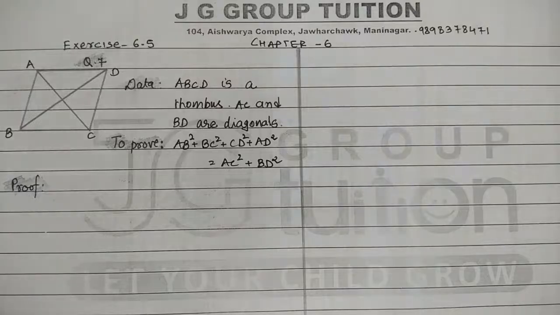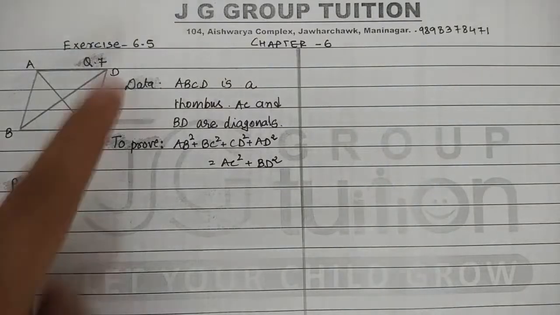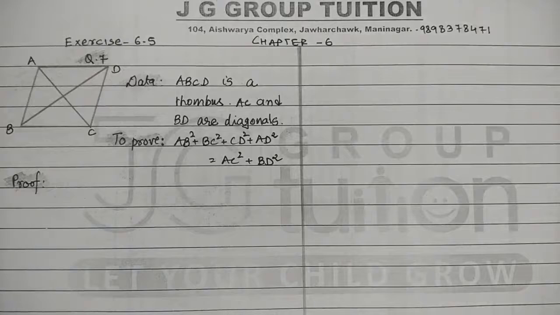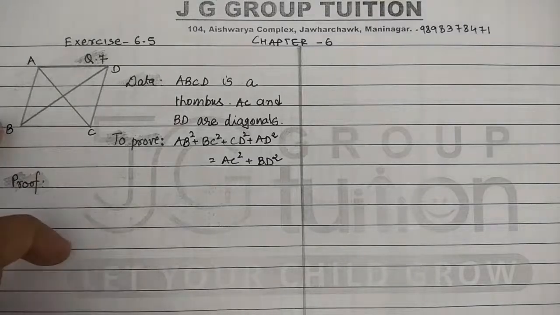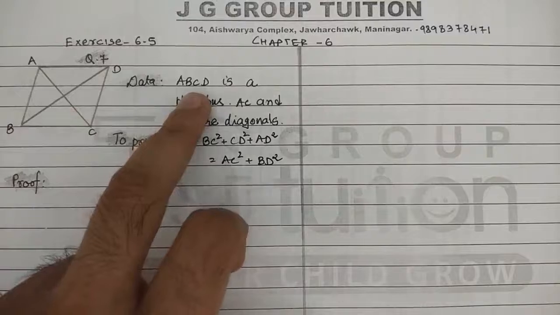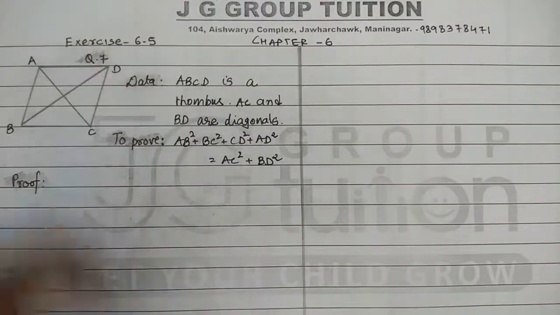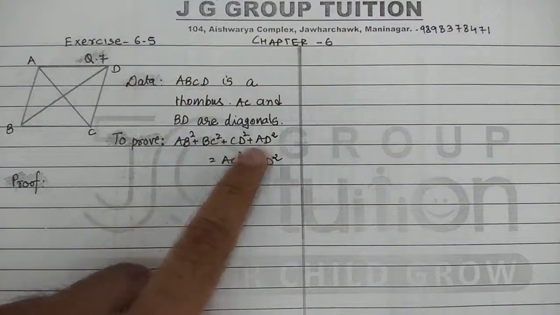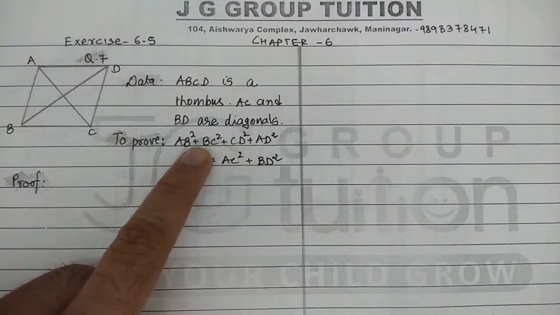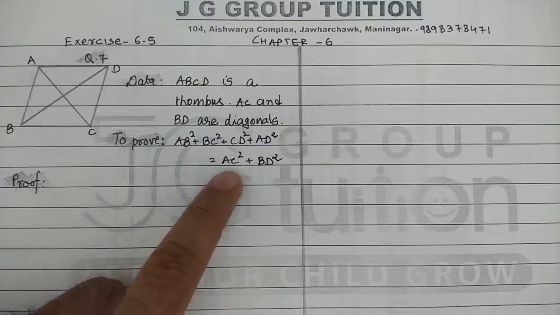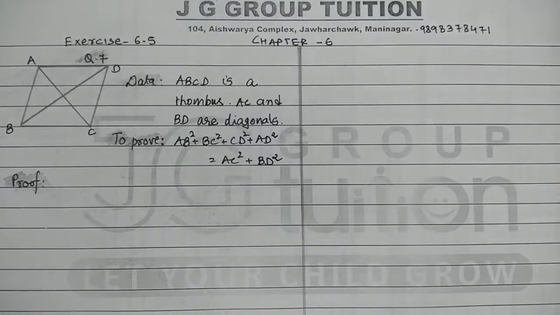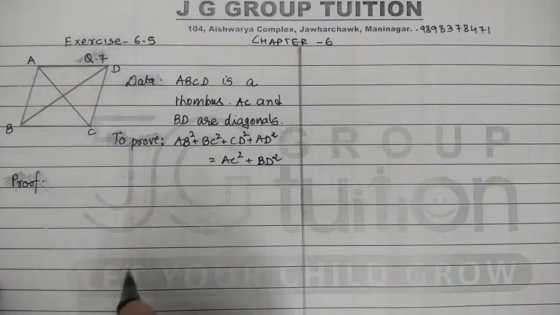Let's start with the next question. Question number 7 of exercise 6.5. So it is given in the question that we have to prove the sum of the square of the sides of a rhombus. So ABCD is given a rhombus where AC and BD are diagonals, and we have to prove that the sum of all the squares of the sides of this rhombus is equal to the sum of the squares of its diagonals. Students, we know one property of a rhombus, that in a rhombus diagonals bisect each other at right angle.